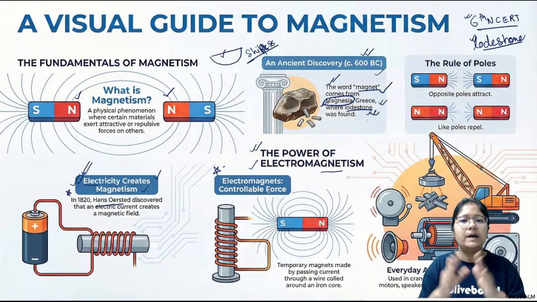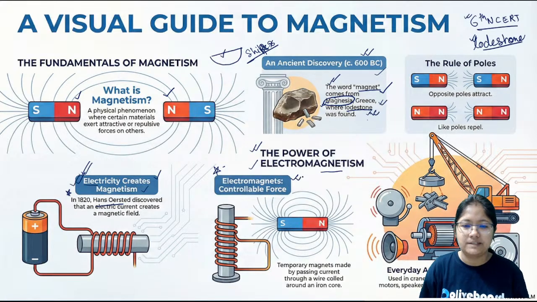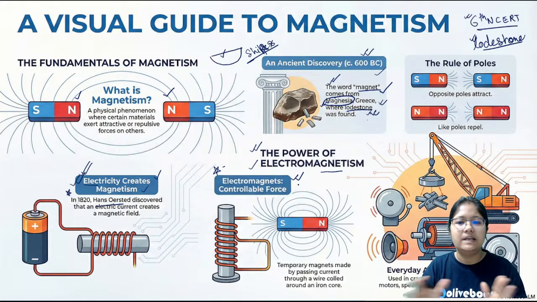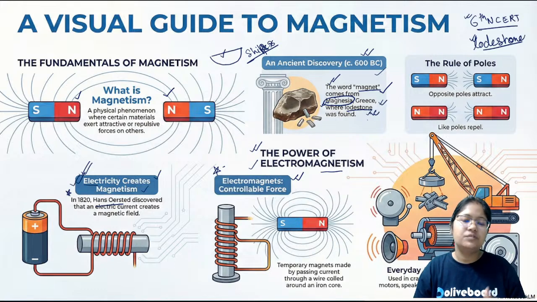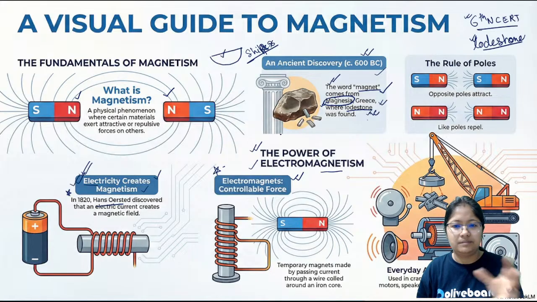So let me combine both of them and call it electromagnets. Obviously they are temporary, because if you withdraw the electricity, in that case the magnetism property will also be removed.